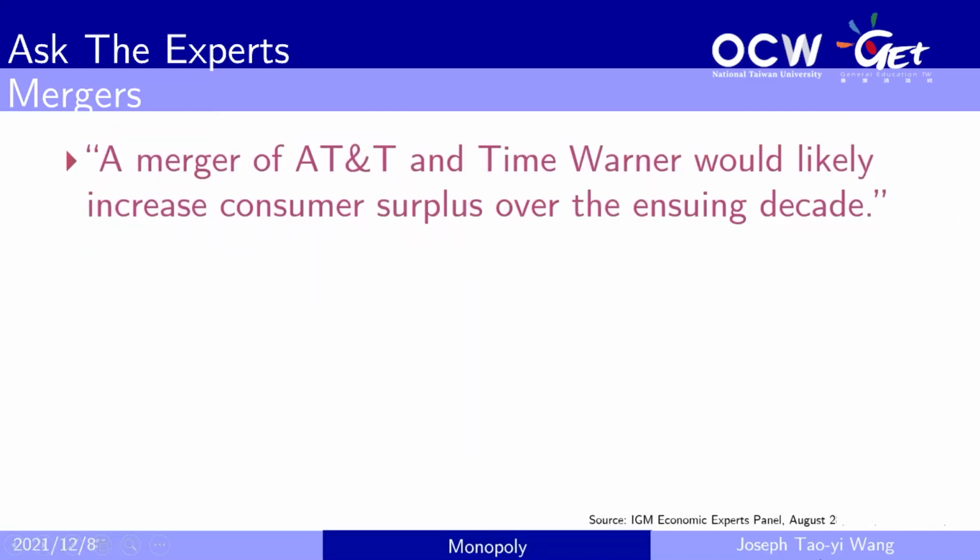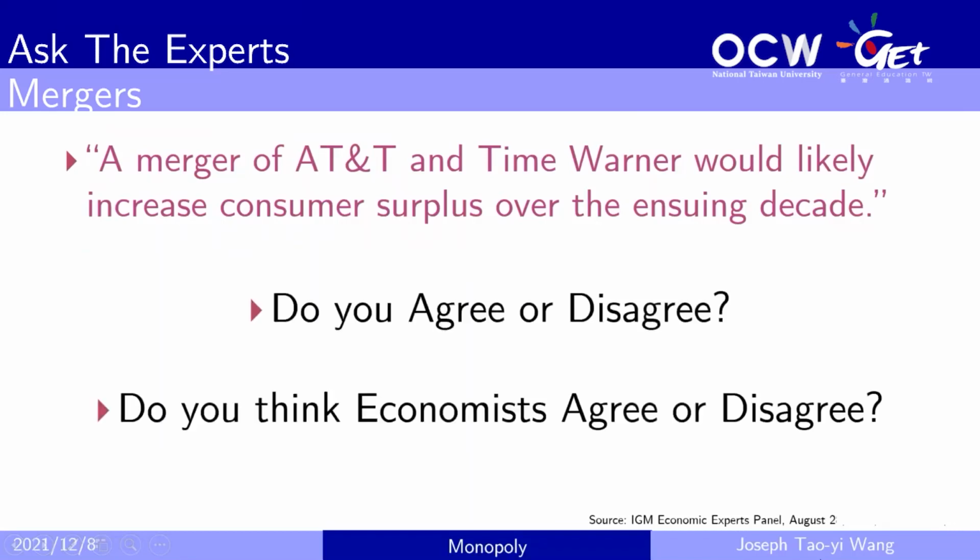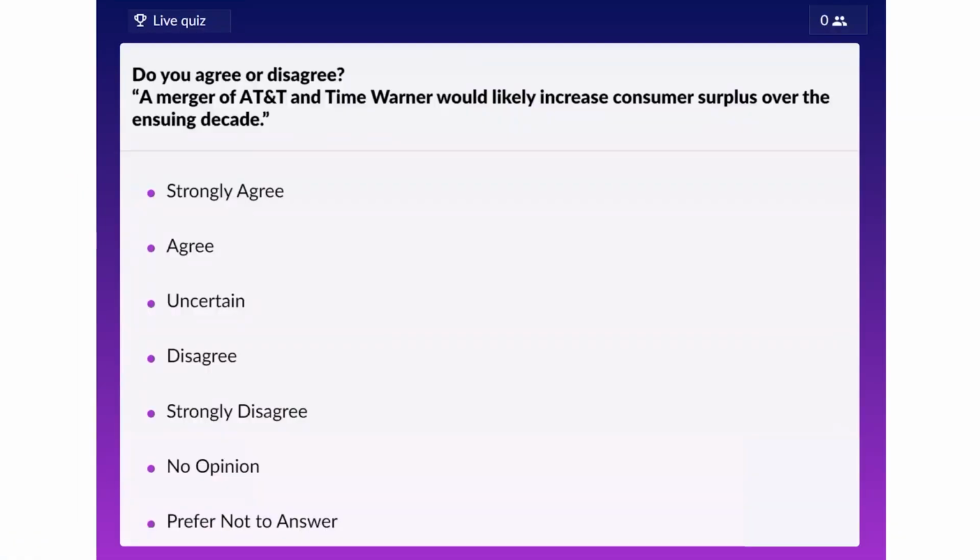Okay, so regarding mergers, there's this survey question: do you agree or disagree with this statement, or do economists agree or disagree with this statement? A merger of AT&T and Time Warner would likely increase consumer surplus over the ensuing decade. So this was asked in the expert panel survey. So first, do you agree or disagree with this statement? You can strongly agree, agree, uncertain, disagree, strongly disagree, or no opinion, or prefer not to answer.